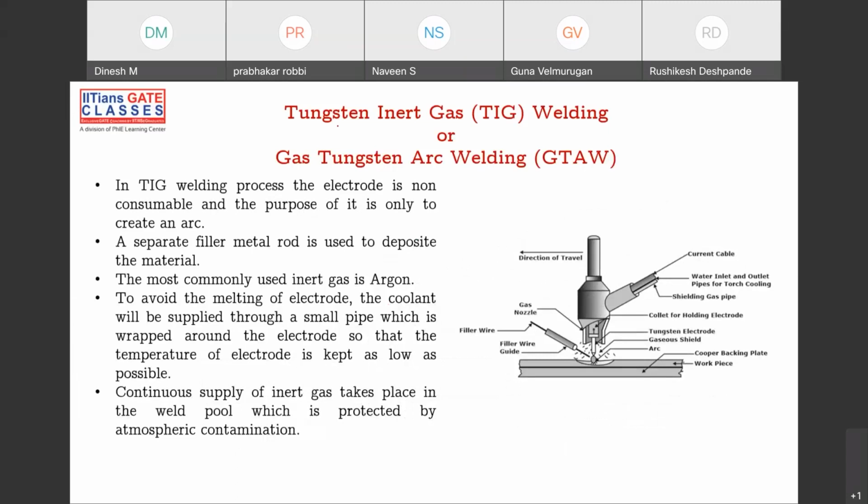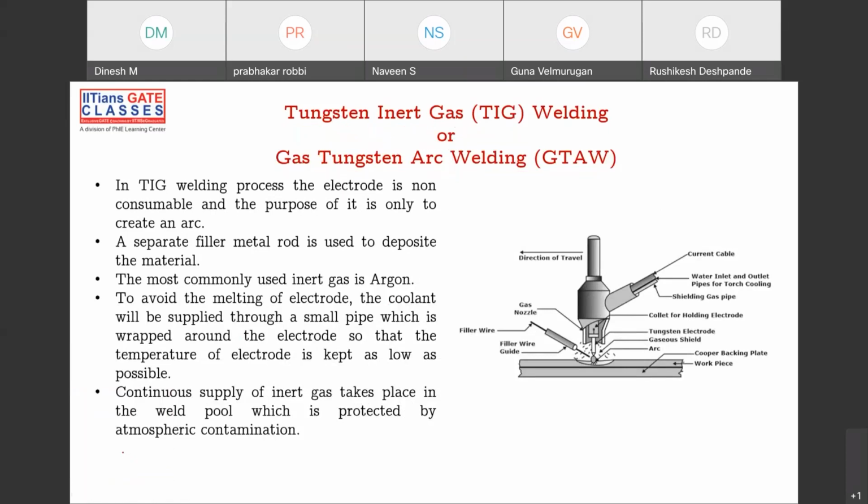That is the reason why it is tungsten, because the electrode material is tungsten. Inert gas is for shielding the weld pool from contamination, and it's also known as gas tungsten arc welding. What is this gas? Inert gas. Tungsten is your electrode. Arc is generated. Welding is being performed. Clear or not? Yes or no?